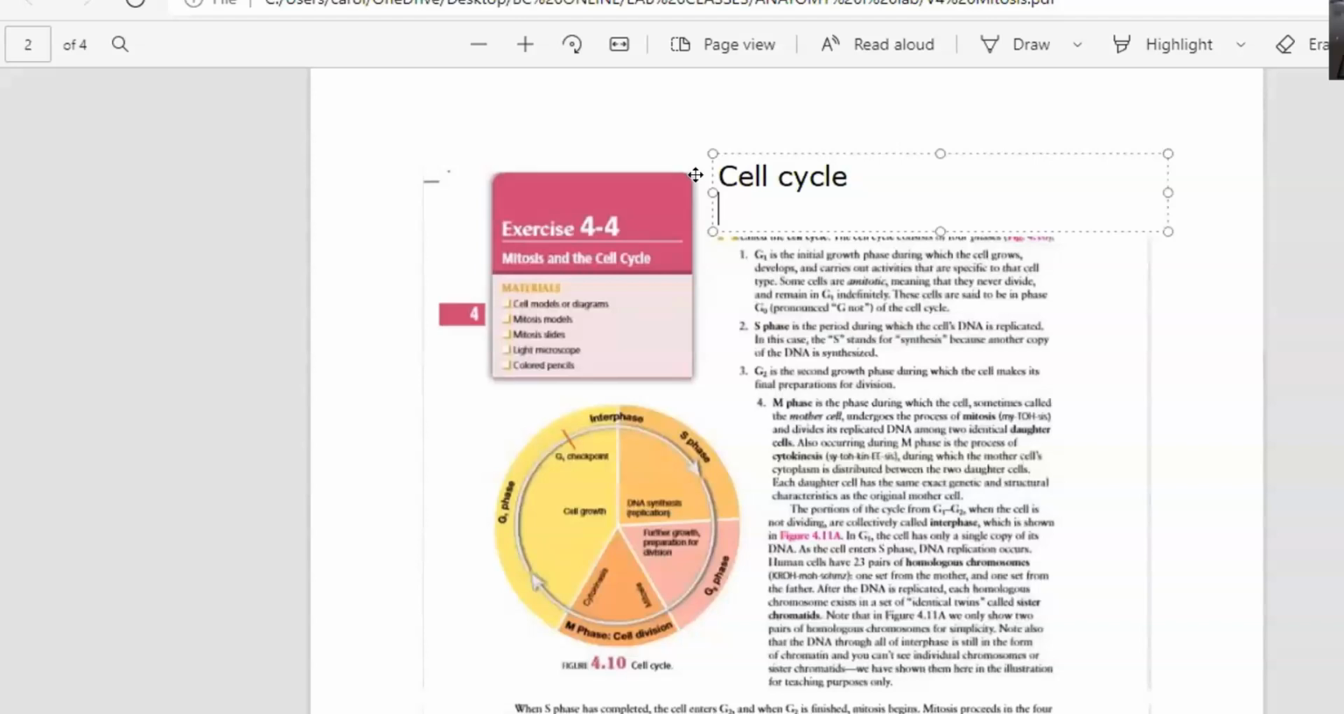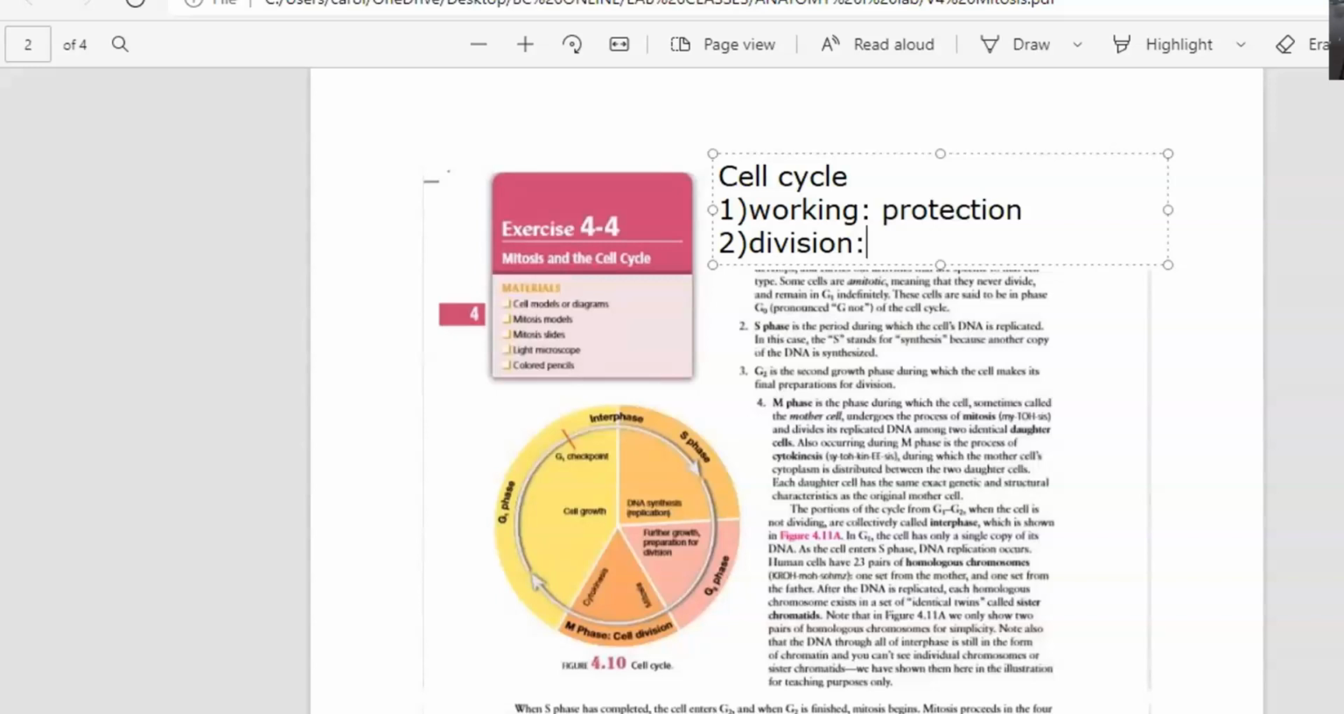The cell is doing two main things. Number one, the cell is working, doing whatever the cell needs to do. And number two, the cell is going to divide. Okay, division. So working means, for example, the cells that we have in the skin. What are they doing? Right now, the cells in your skin are protecting you. Protection, that's the job of the cell. They're protecting your body.